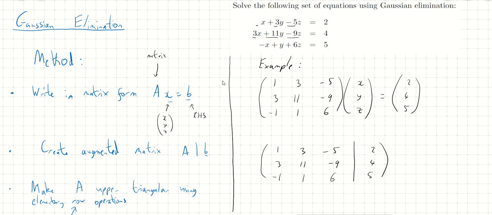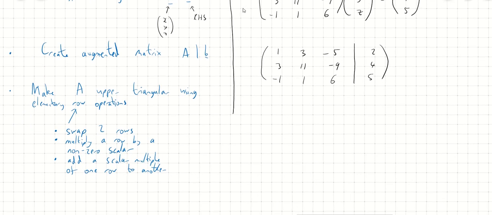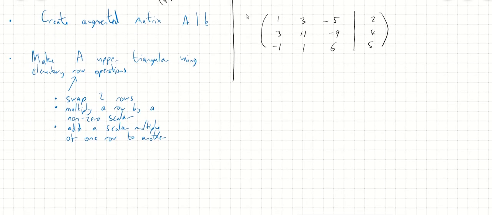Okay. So now, the next step, which is really the crux of the problem, is we have to make A into an upper triangular matrix using what's called elementary row operations. So let's first look at upper triangular. An upper triangular matrix is one that looks like this.